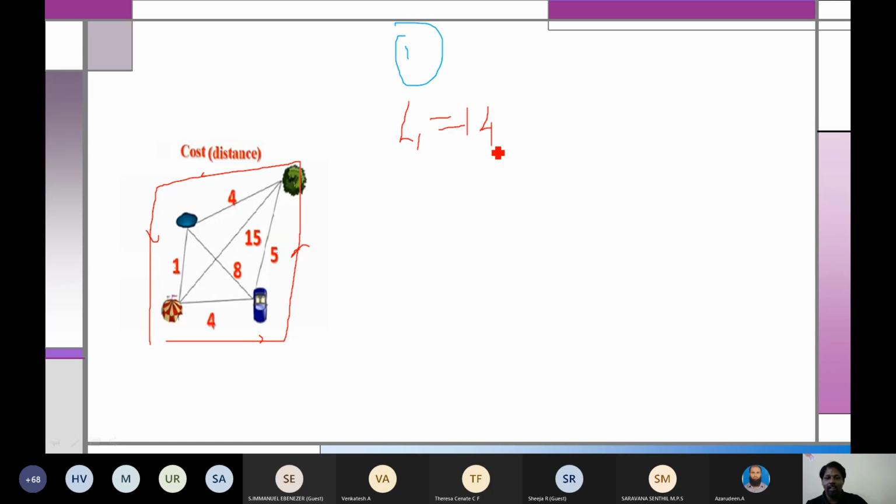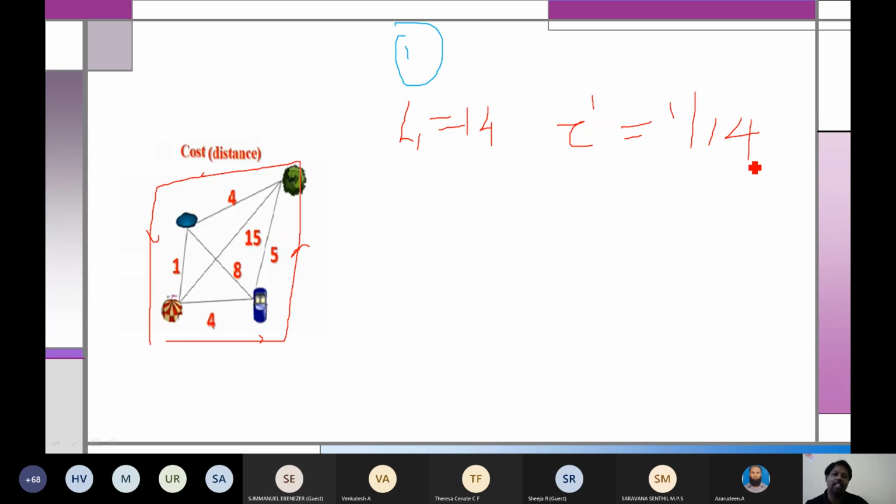Here, the first ant is taking this path. It's all assumptions, just for example. So L1 is 5 plus 4, 9 plus 1, 10 plus 4, 14. So it is traveling a distance of 14. So tau of the first ant is 1 by 14, because we have seen that pheromone is inversely proportional to distance. So the tau of the first ant is 1 by 14.